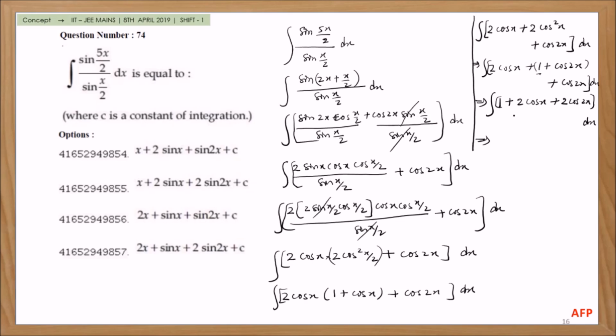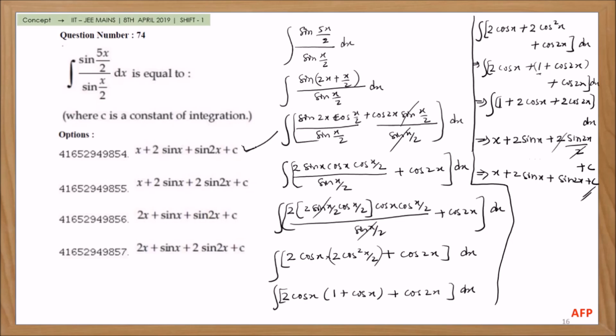So now we will apply the integration. Integration of 1 dx is x, and 2 is constant, integration of cos x is sin x. So 2 is constant, integration of cos 2x is sin 2x divided by 2, plus c as the integration constant. So now we can write it here: x plus 2 sin x plus sin 2x plus c. Here is our answer. You can cancel 2 here. First option.